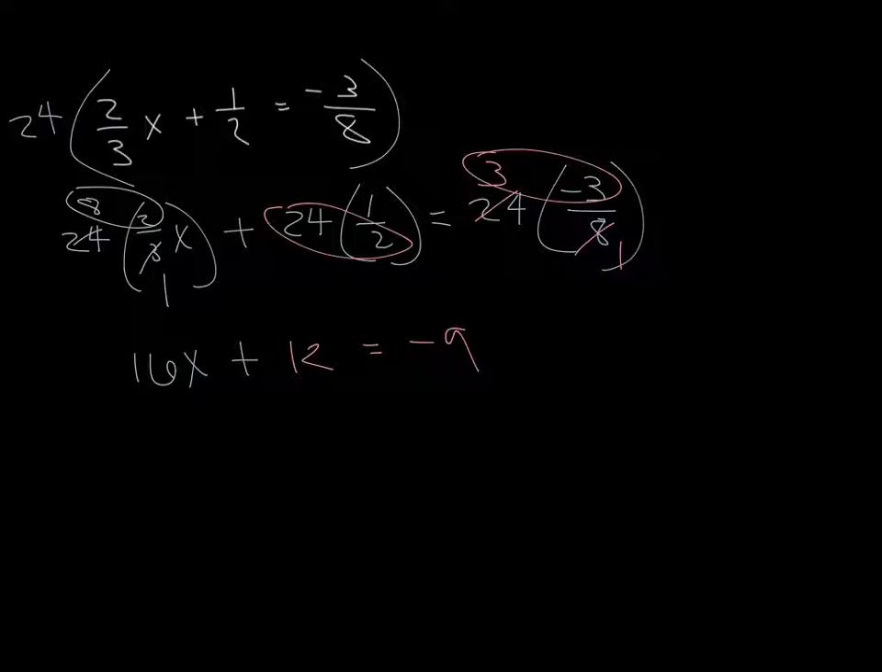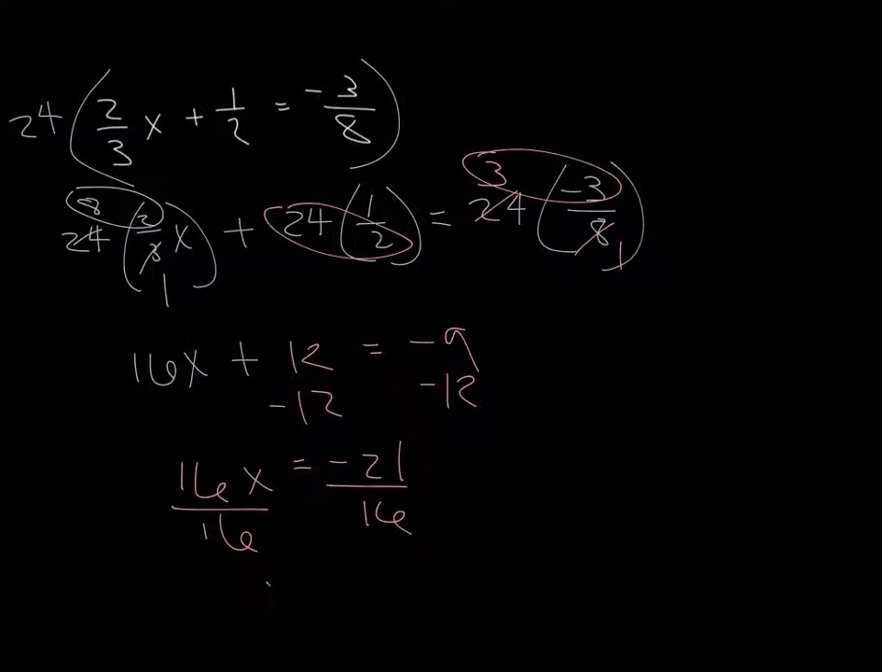Now, notice what we have there. We have no fractions. So now I can subtract 12, and I get 16x equals -21. Divide by 16, divide by 16, and I get x equals -21 over 16 for my answer. And that will not reduce, so I am done there.